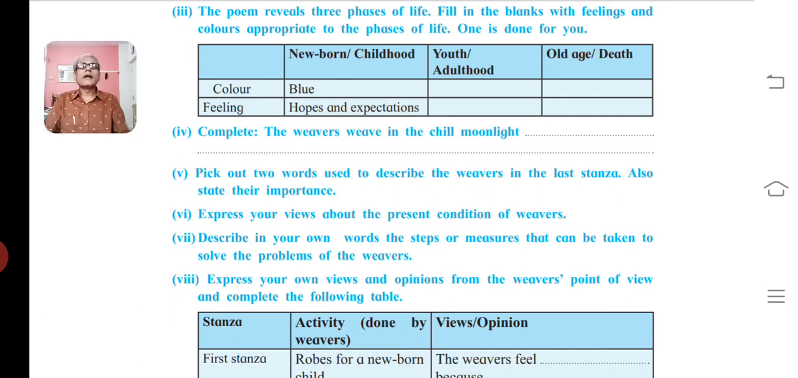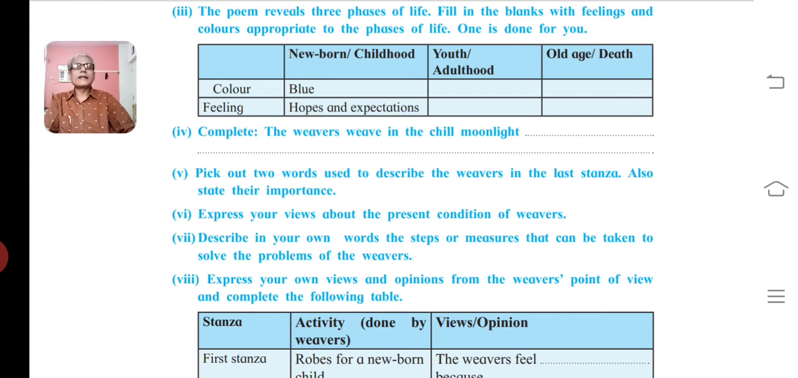Now activity number 4, complete the viewer's view in the chill moonlight. You will have to complete this sentence with the help of the information given in the poem. Now I complete it. The viewer's view in the chill moonlight, a cloth as white as a feather, as a cloud, a shroud for a dead man's funeral.